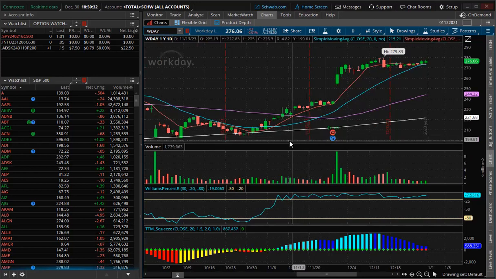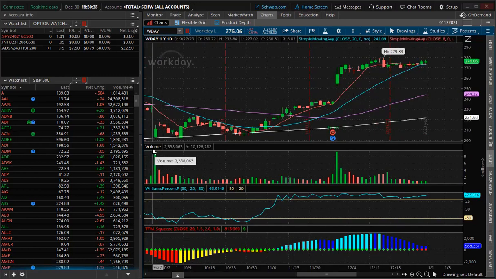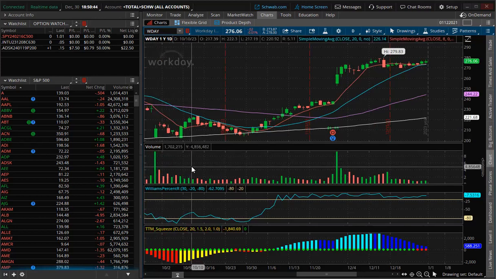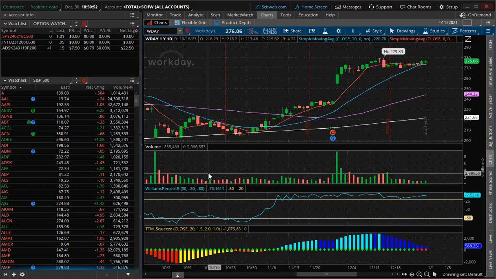Underneath the chart is the volume indicator that shows how many millions of shares of that stock are being bought with the green line and are sold with the red line at any particular time during the day or night.